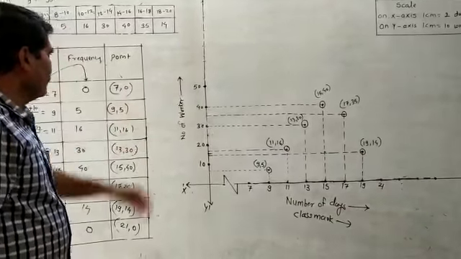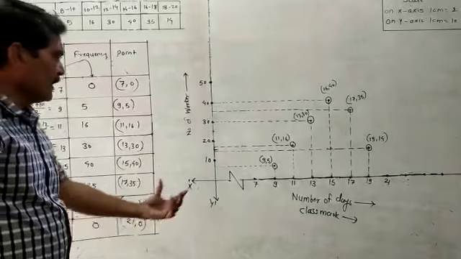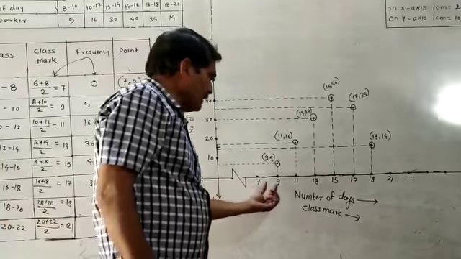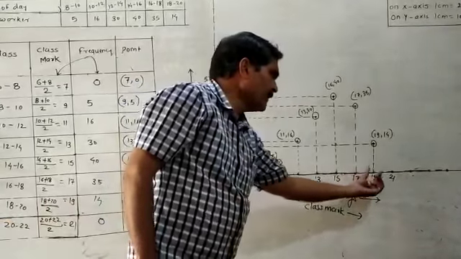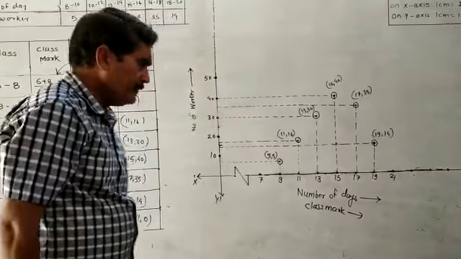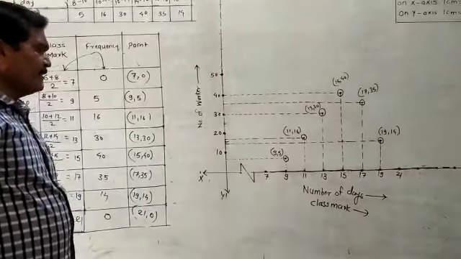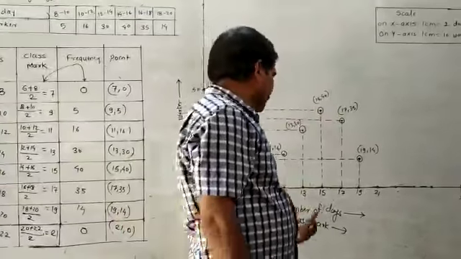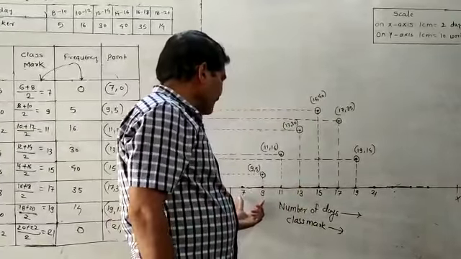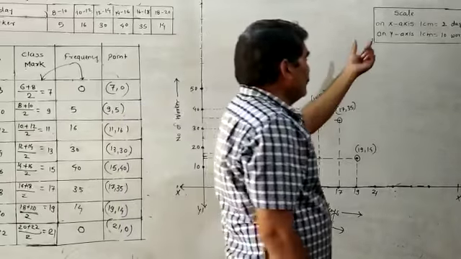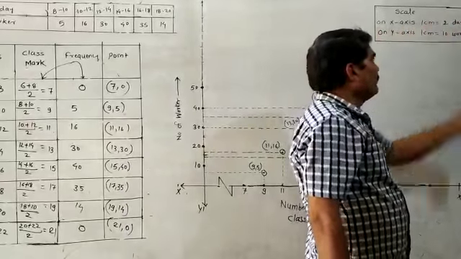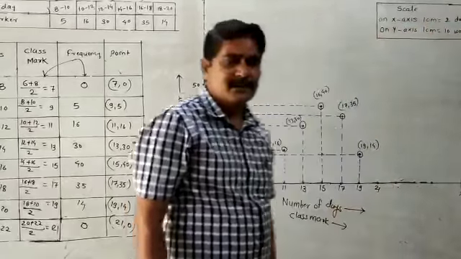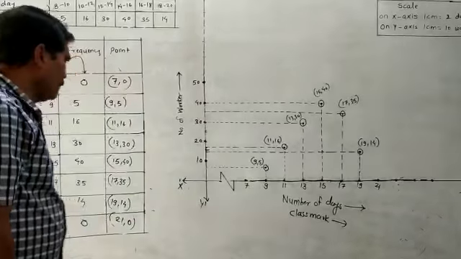So I will write this properly. Class mark is 7, 9, 11, 13, 15, 17, 19 and 21. Then step by step you have to draw the crimp mark. Then you have to write the scale. The difference between the class marks 7 and 9 is 2. So on the x-axis 1 centimeter is equal to 2 days, you have to write. And on the y-axis 1 centimeter is equal to 10 workers, you have to write. Then step by step you have to plot the points.